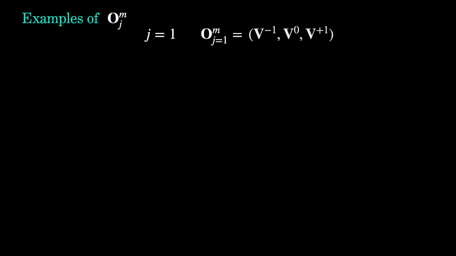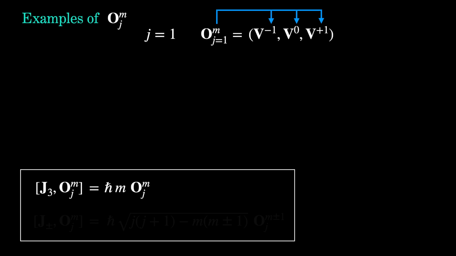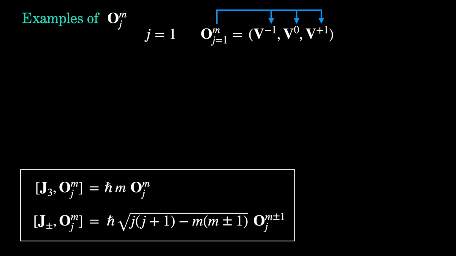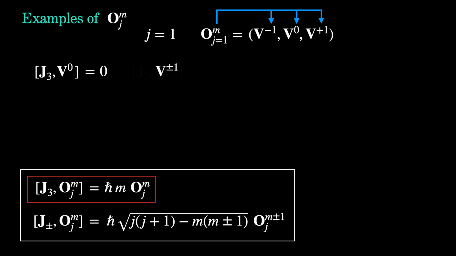Now we look at some examples of spin j operators. Let's start with j equals 1, which has three components corresponding to m equals minus 1, 0, and plus 1. We can work out all the commutation relations according to the white box below. Starting with those involving J_z, this is easy because it just returns the same component in the commutator.